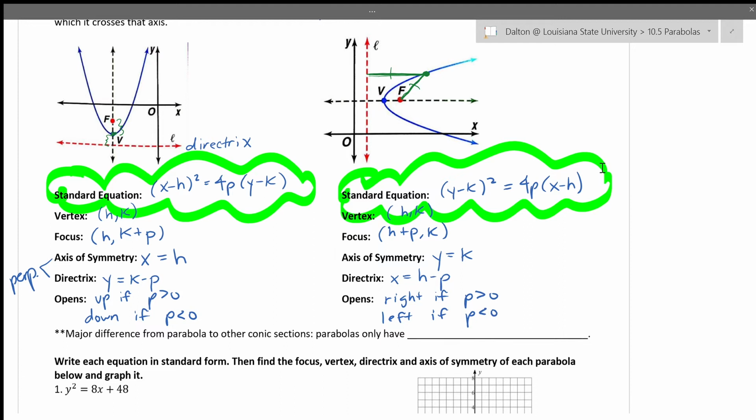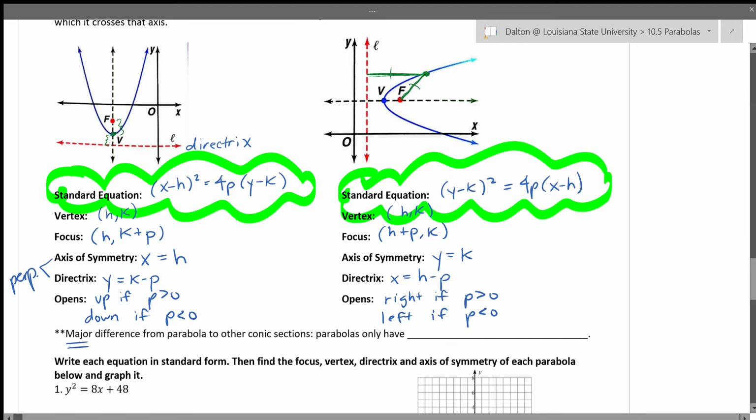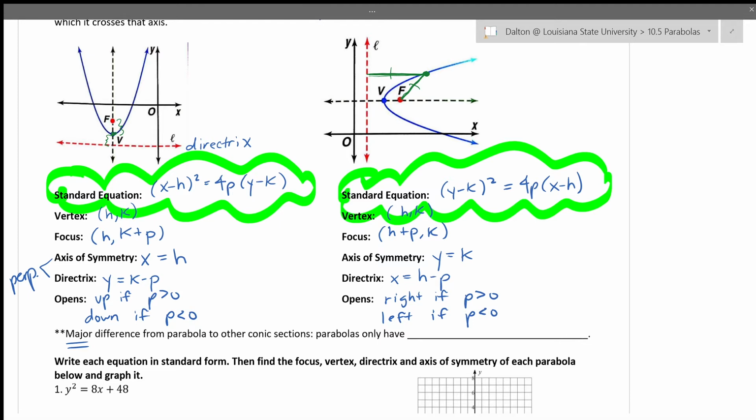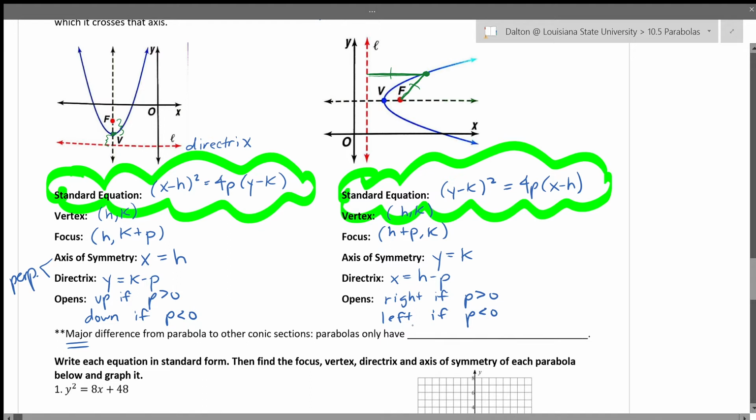Both variables are squared. Oh, say that again, Zach? Both variables are squared. Very good. And that's the major difference. There are a few different differences. We've never used the variable p before. But the major difference between this one and all the other ones is that parabolas only have one squared term. One squared term. And that's going to be crucial for you being able to tell the difference between the conic sections.